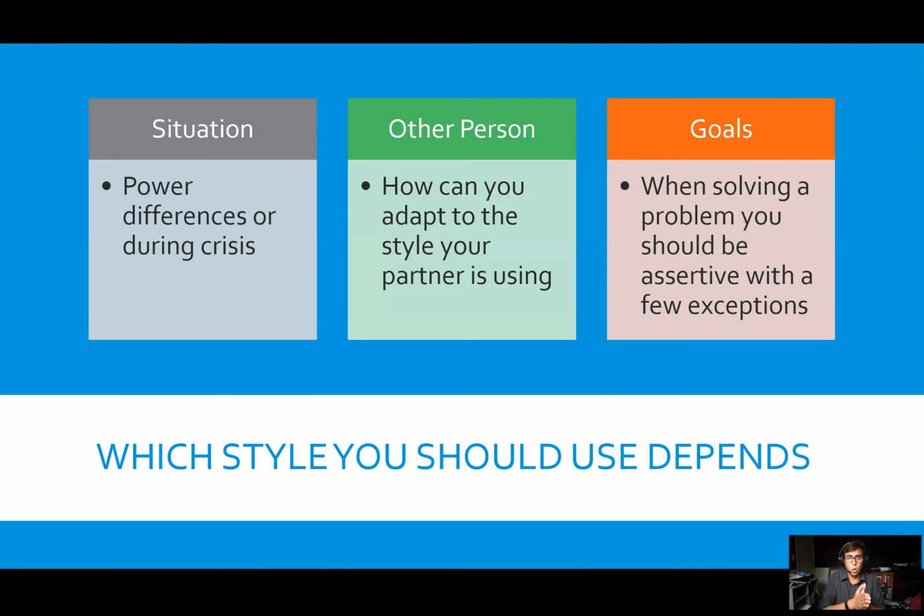And lastly, we have goals. When solving a problem, you should be assertive of your goals with a few exceptions. The reason we do this is because we need to be able to get something from the relationship, something from the communication, and when we don't, that can be a big challenge.